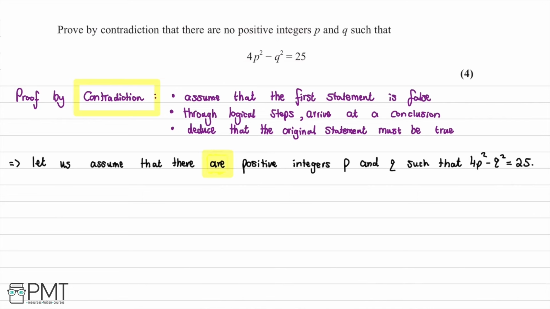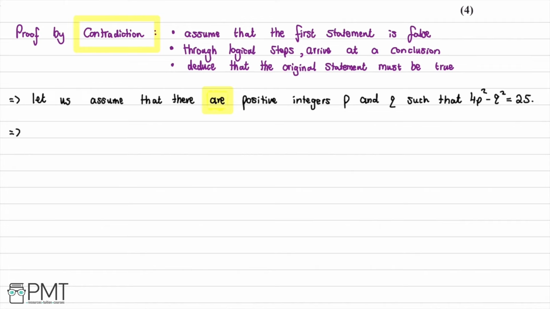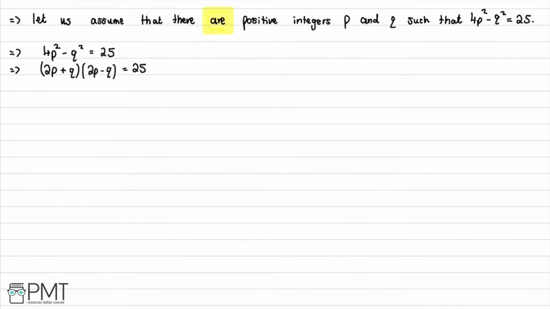So what we're going to do is work with this expression here and try and solve it. So we'll just copy that down. We have 4p squared minus q squared, and that's equal to 25. We can see here we have two terms which are squares. So if we do the difference of two squares, this is going to leave us with 2p plus q in one bracket, and 2p minus q in the other bracket, and this is still equal to 25. Just to double check, if we multiply out these brackets, we'll get back to this here. So that's all good.